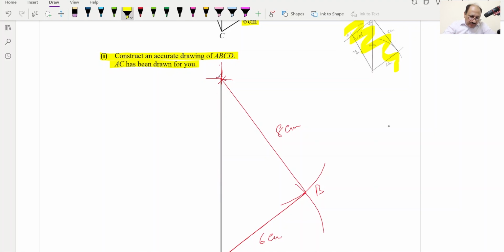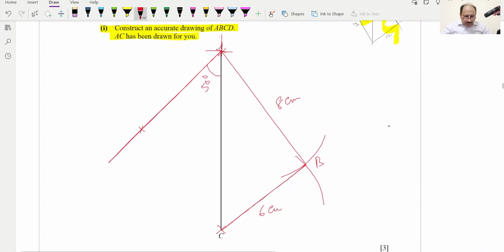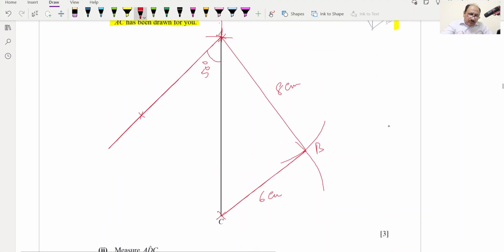So for 50 degree, I'll just take a point over here, like this is 50 degree, and then we can draw a line straight passing through this point, so this angle will be 50 degree, like this one. And then you will have to take 4.5 and put your compass over this A and intersect this. 4.5 will be like over here.